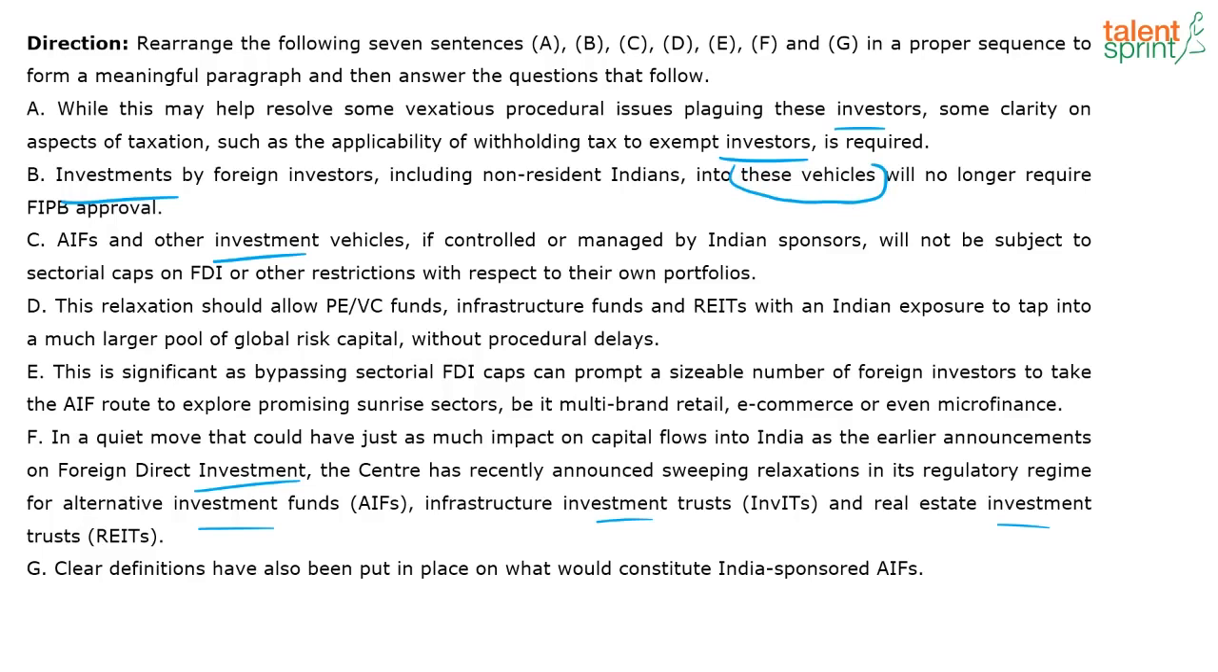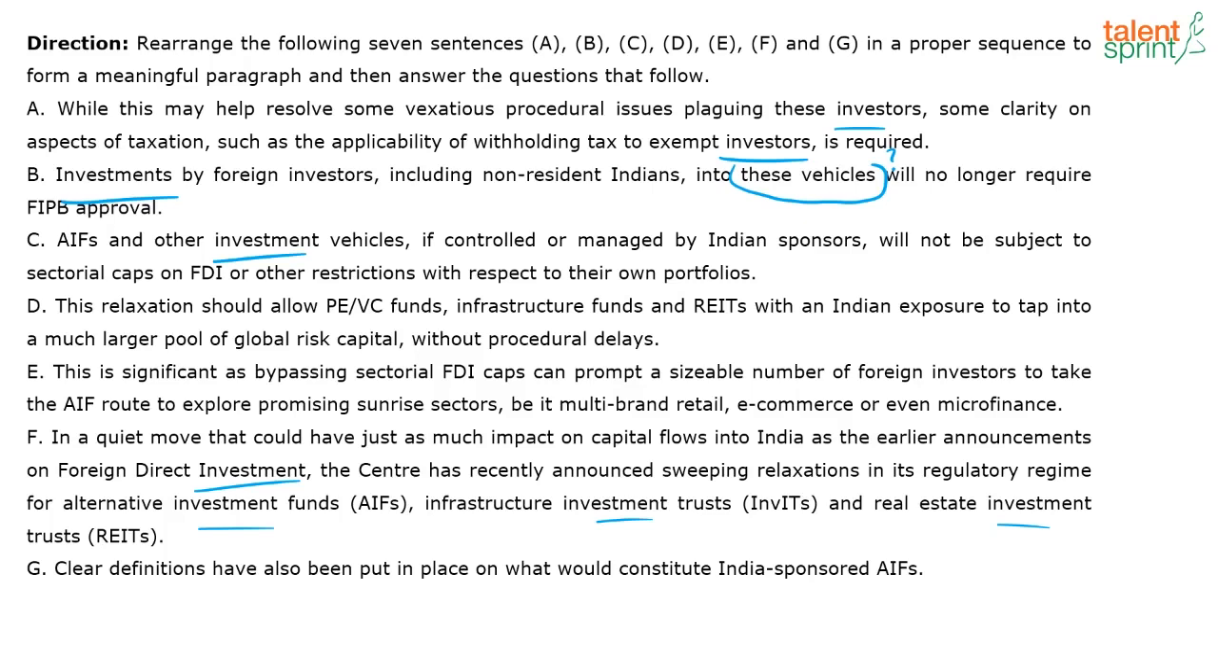So B cannot be my topic sentence. What are these vehicles, right? I need to know. These vehicles have already been discussed earlier in the previous sentence. So obviously B cannot be my topic sentence, right? So let's rule that out. So those who said B, that's incorrect. And then some of you came back and said C. Let's read C. AIFs and other investment vehicles, if controlled or managed by Indian sponsors, will not be subject to sectorial caps on FDI or other restrictions with respect to their own portfolios.